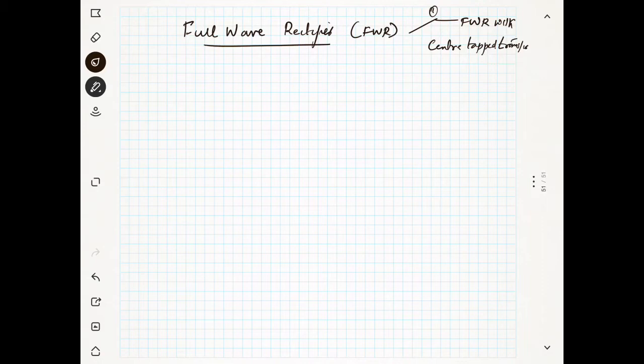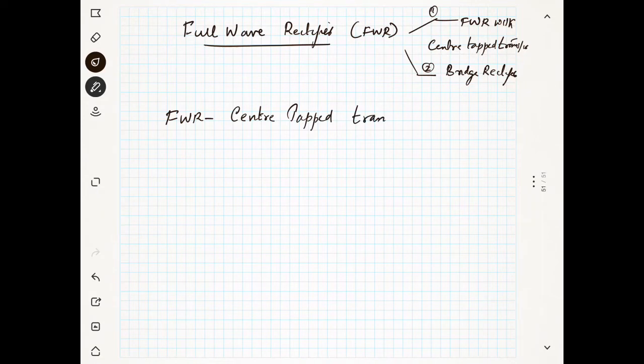Okay, and the second one that we are going to discuss is the bridge rectifier. Okay, that's it. So first of all, the full wave rectifier with the center tapped transformer. That's what we are going to discuss. So, full wave rectifier with the center tapped transformer.